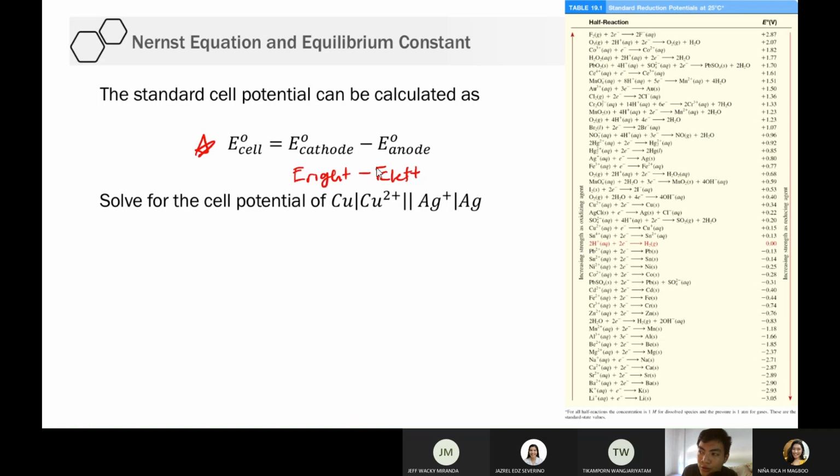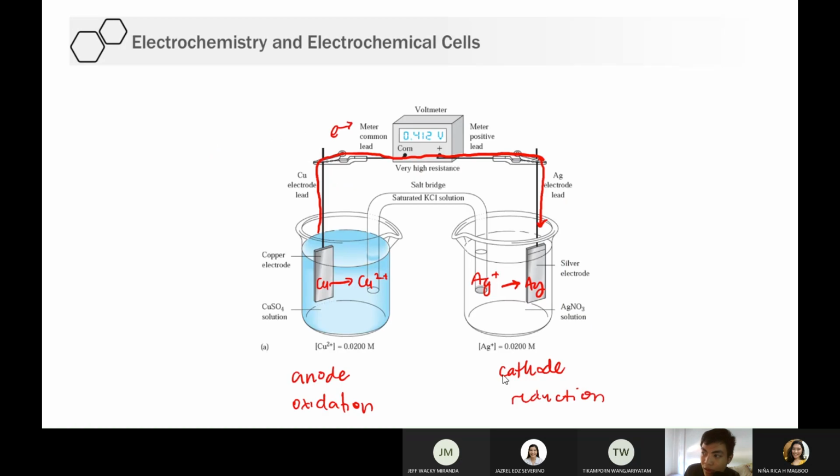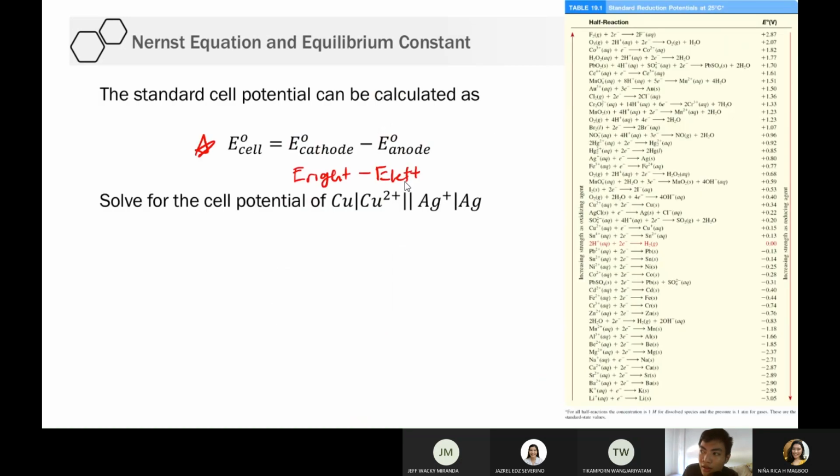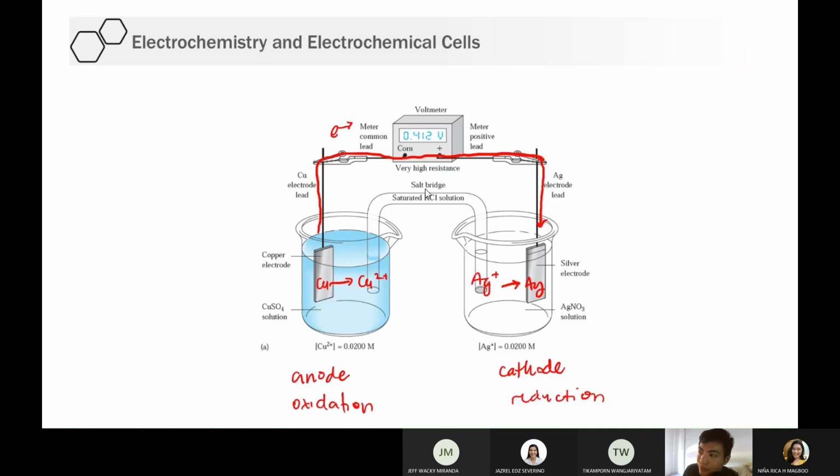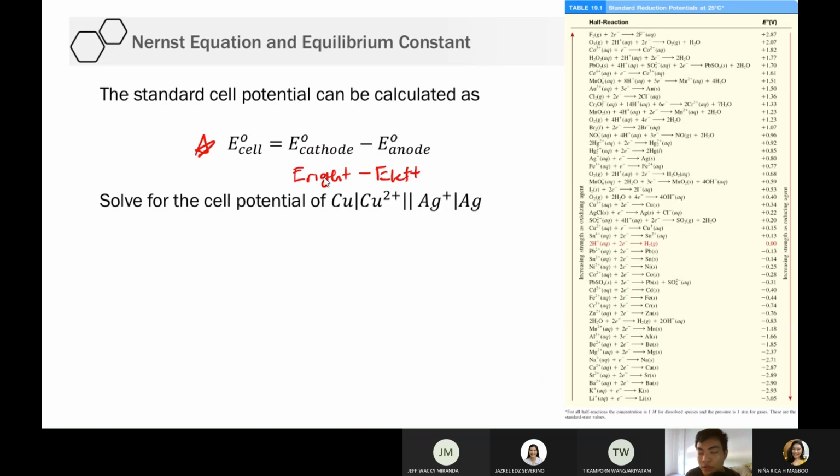So your lab prof may use this E right minus E left, but this is just the same as this one. Because on the right side, you have your cathode. So that's why it's sometimes called E right. Because you have your cathode on the right side, and then you have your anode on the left. So that's E right minus E left, or E cathode minus E anode. So this equation is used to determine the cell potential of a certain chemical reaction, meaning you can determine the voltage this reaction will produce.